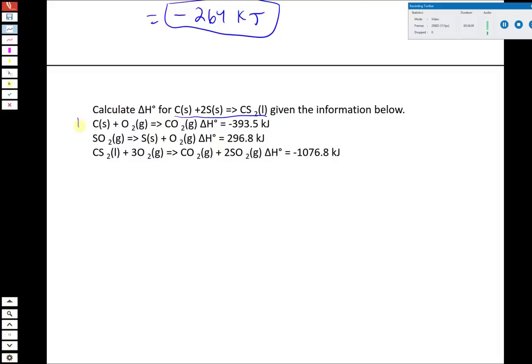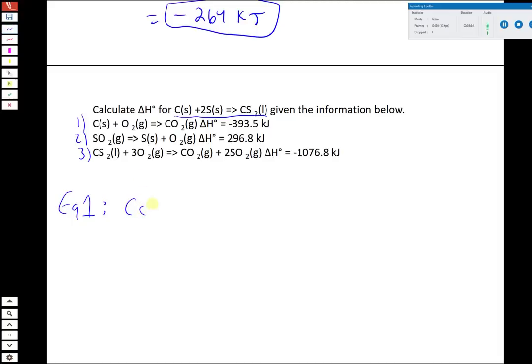So we have three equations down here, and the trick is to figure out how to combine these three equations to get this equation here that we're looking for, and then use the delta H's appropriately to find the delta H for that reaction. So if we look at the three, our equation that we're looking for has carbon as a reactant, and this first one also has carbon as a reactant. And that's the only place that we see carbon by itself in these three. So we're going to take the first equation and we're not going to modify it at all. Alright, so we're just going to take that exactly as written.